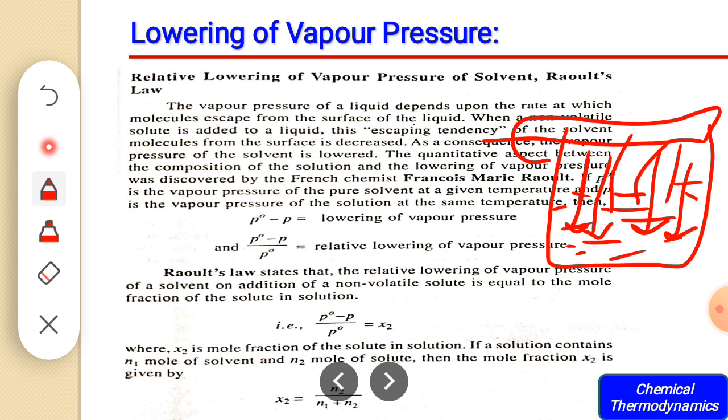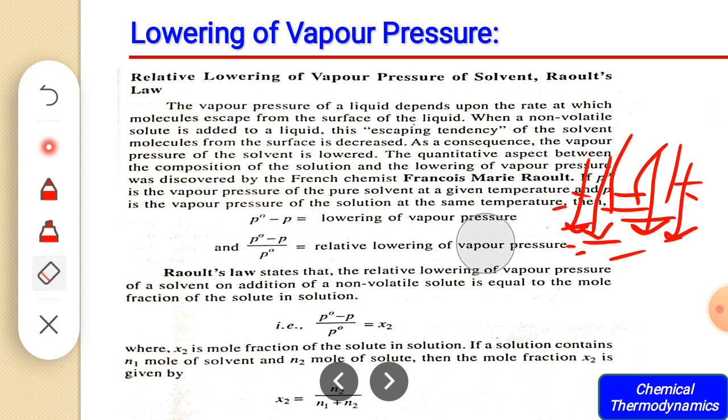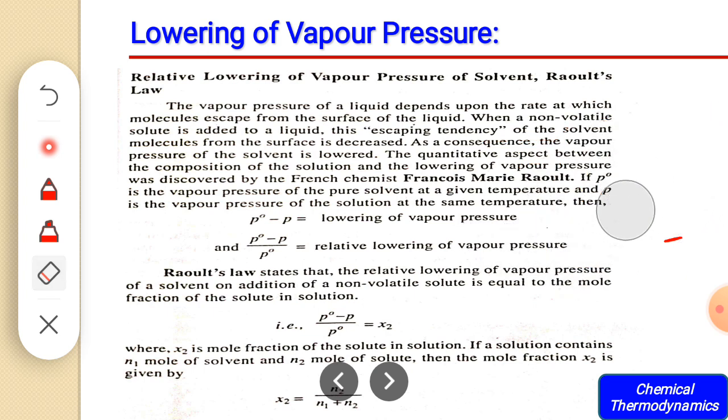So whenever we want to define the vapor pressure, it is simply defined as the pressure exerted by the vapors of the liquid on the surface of the same liquid. It's very simple to define, and I hope you got a clear idea of what vapor pressure is.